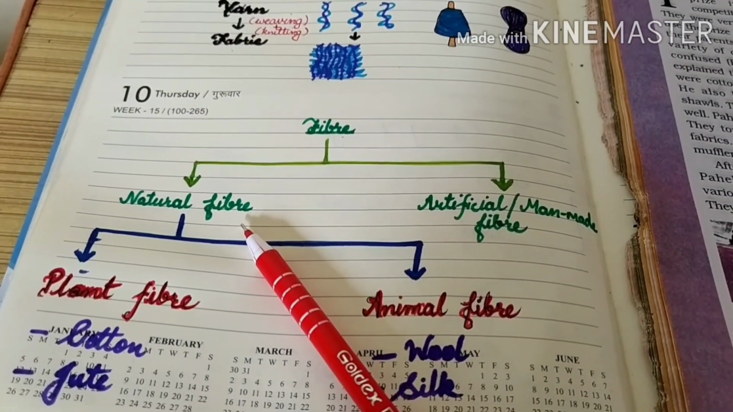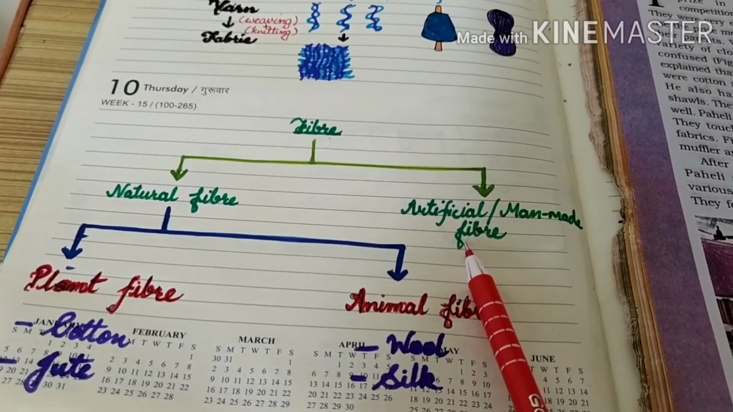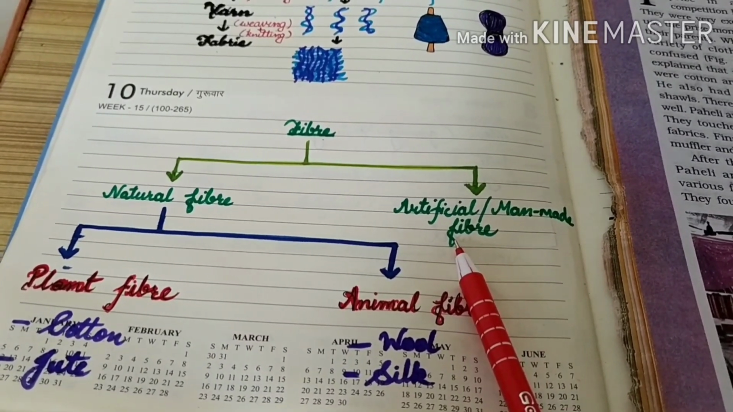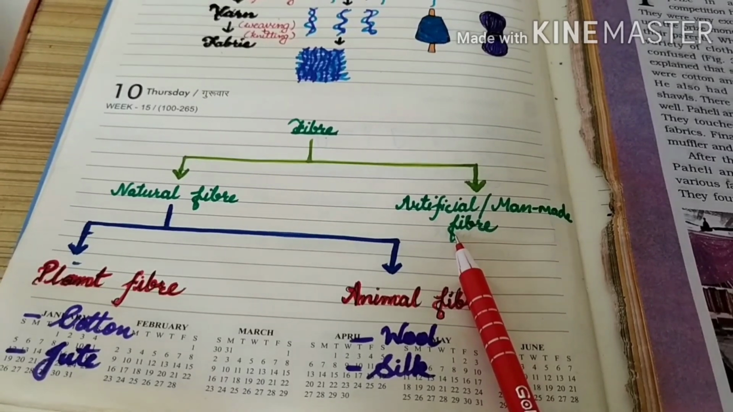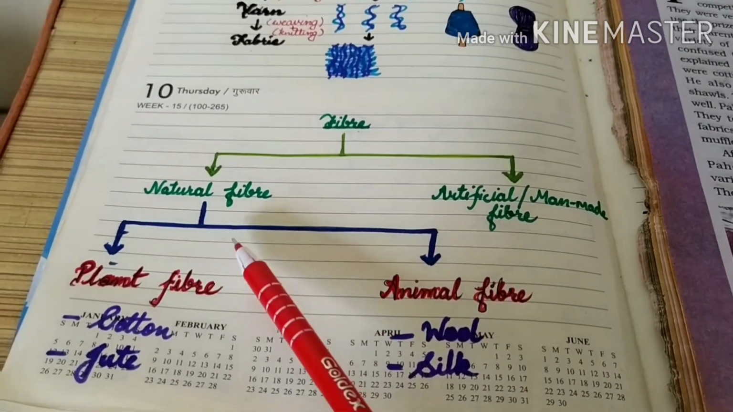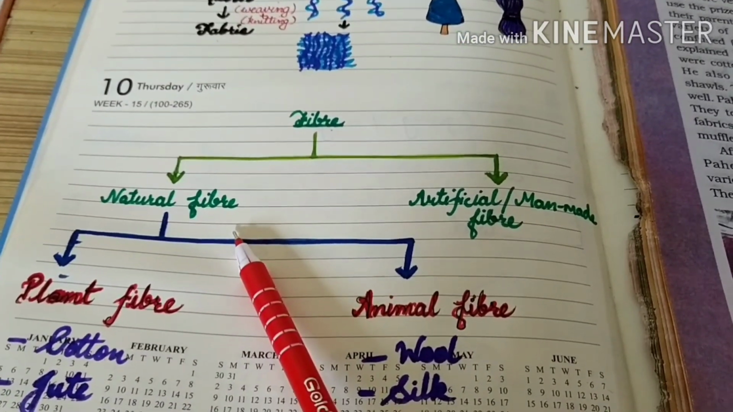Natural fiber is your main topic. Artificial fibers or man-made fibers are also called synthetic fibers. This you will study in higher classes. Right now, the main topic from your book is natural fiber.